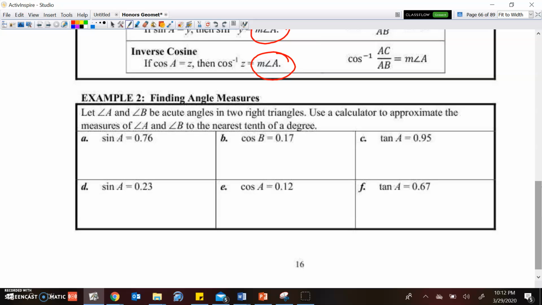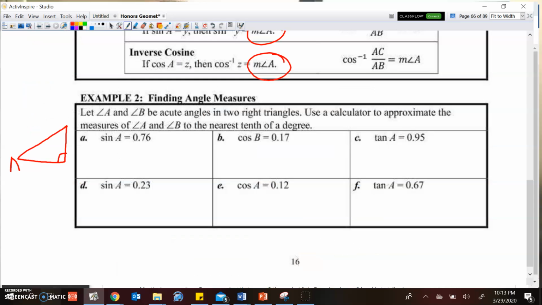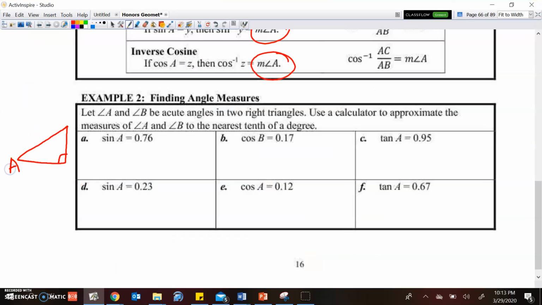Okay, so basically what we can think of in example A here is that there's some right triangle. This is angle A here. And they have done the opposite. So the sine of angle A is equal to the opposite over the hypotenuse. They've done that, and they get 0.76. So what we're going to do is do the inverse function to find the measurement.